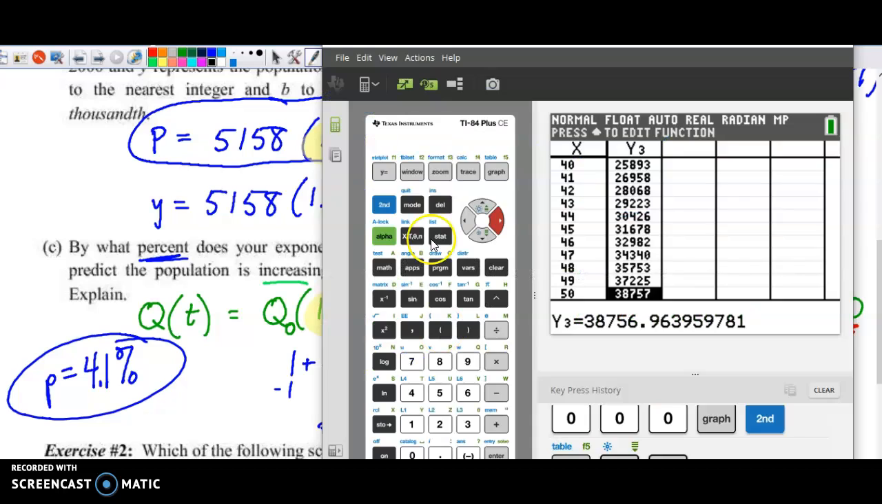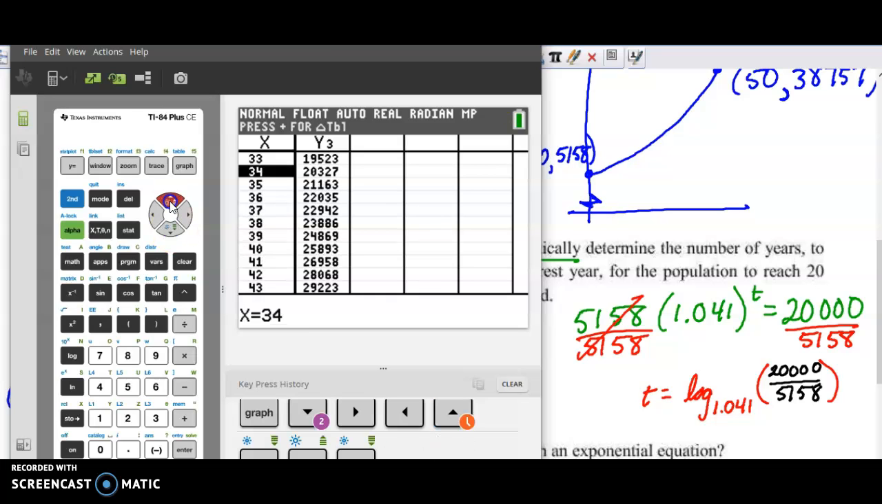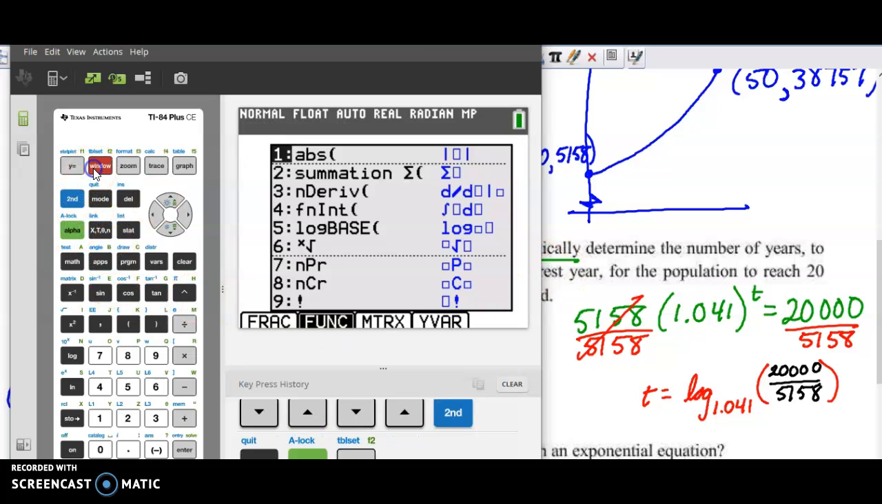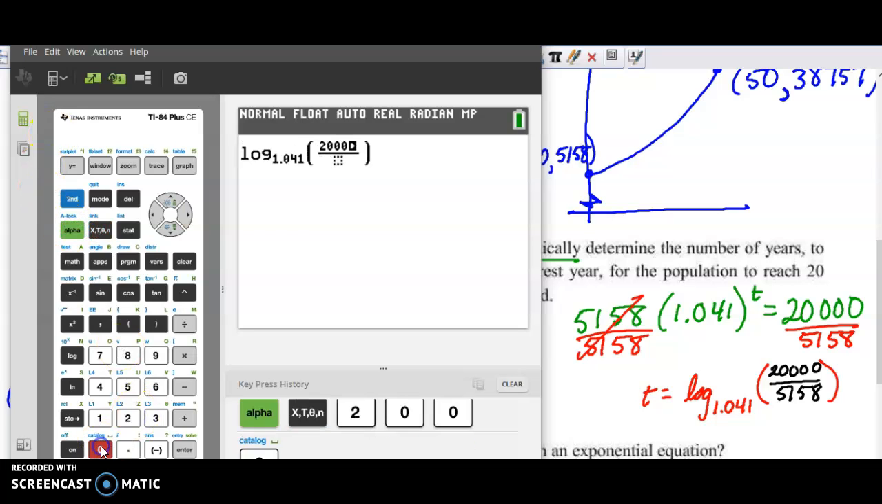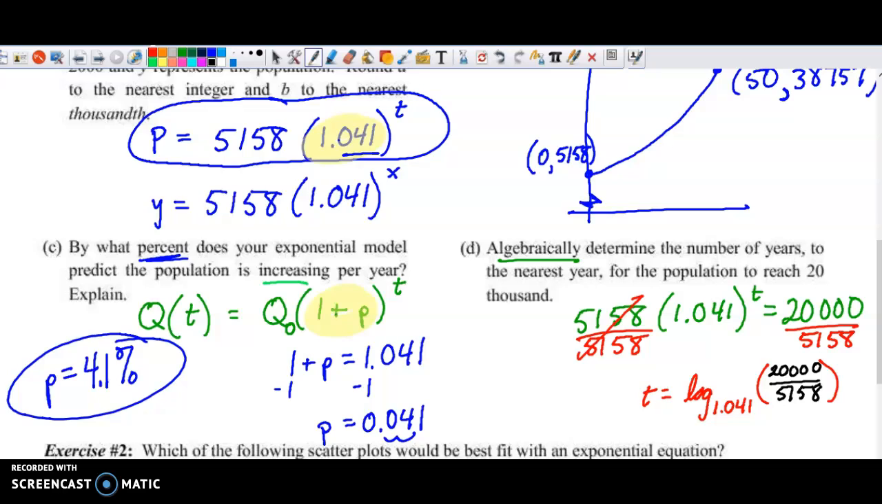And maybe before doing that, I can point out on the table, since we're already here, if I scroll up to 20,000, I can see it's somewhere between 33 and 34 years. So let's hit alpha window. The fifth option there is log base. Type in 1.041 and then alpha x to make the fraction. You can also use the division sign. Yeah, 33.7 years. But they want you to go to the nearest year, so let's go ahead and make that 34 years.